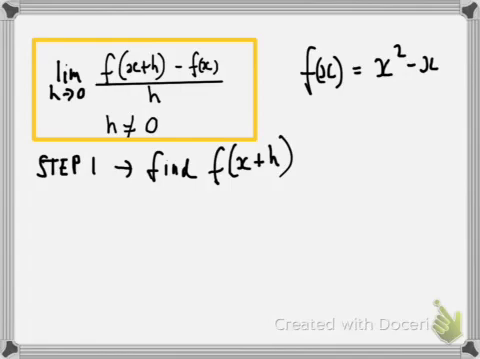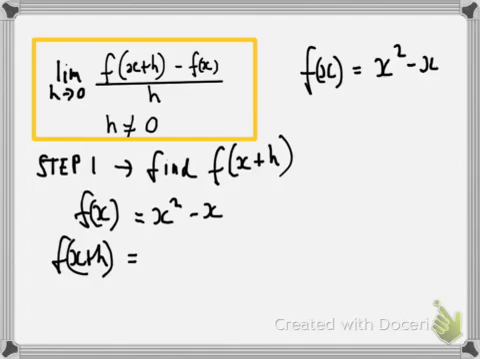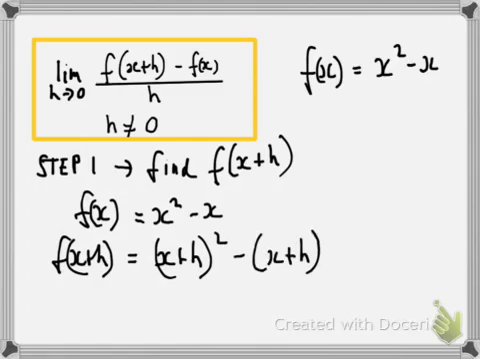The first thing we've got to do is find f of x plus h. So let's look at f of x: f of x equals x squared minus x. Now f of x plus h is that expression, but instead of where x is, I'm putting x plus h. So I'll put them on top of each other here. If you compare f of x with f of x plus h, wherever I had an x on the first line, I've now got an x plus h there and there. So that's what f of x plus h is.